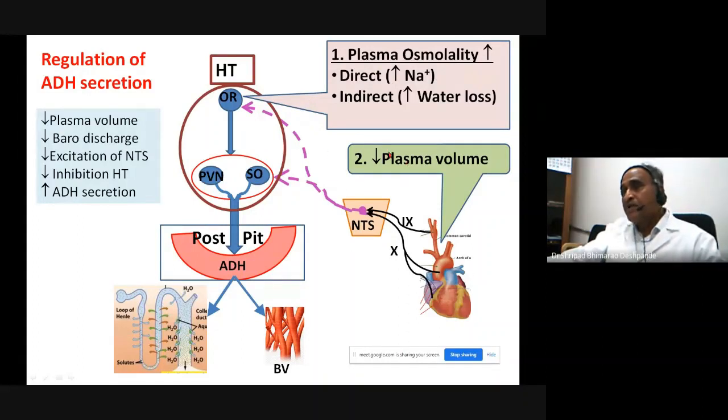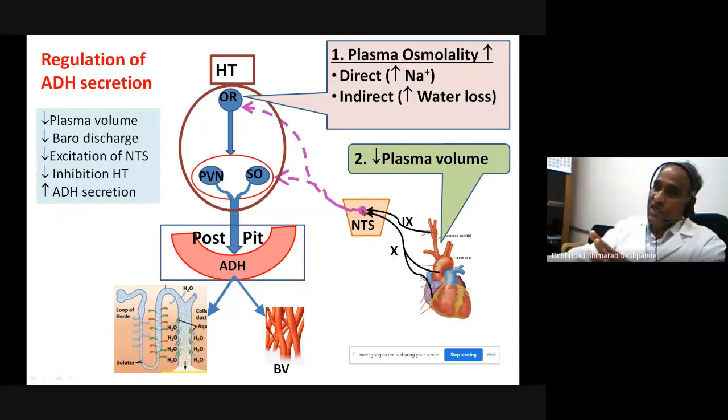Now, the second component is because of the increased plasma osmolality, or a decreased plasma volume. If there is a blood loss, the person will have decreased blood pressure. Decreased blood pressure does not activate the baroreceptors. If they are not activated, they will not send the inhibitory inputs here, and the NTS has an inhibitory input to the osmoreceptors. So no inhibition is a facilitation that will activate the osmoreceptors and the paraventricular nucleus. That is how this is happening.